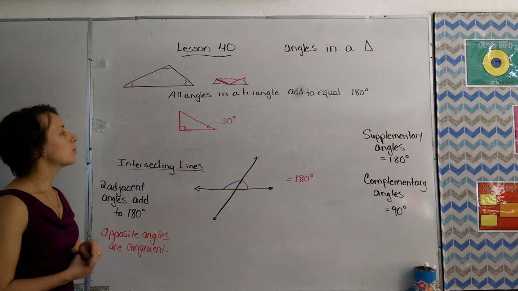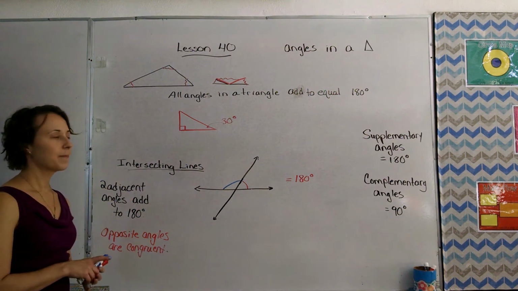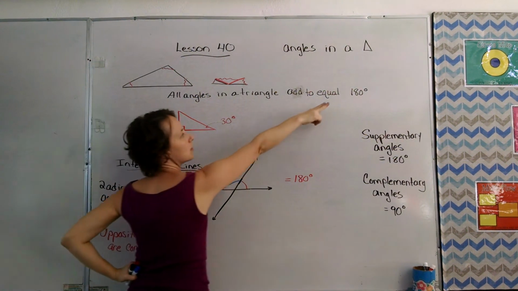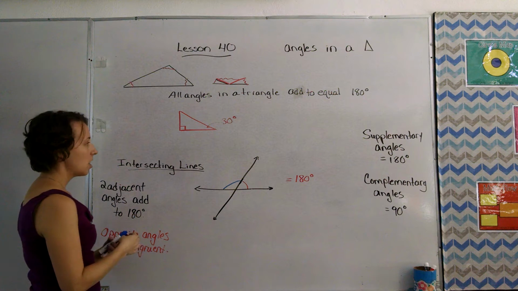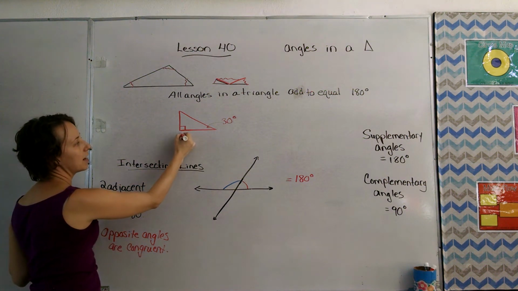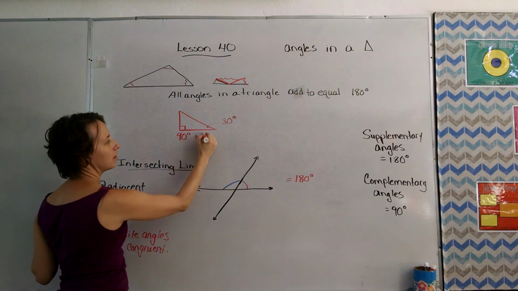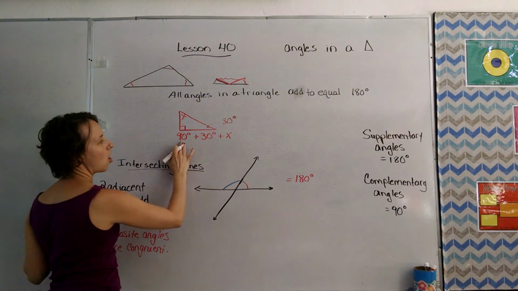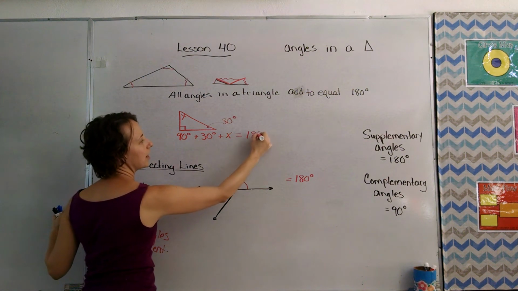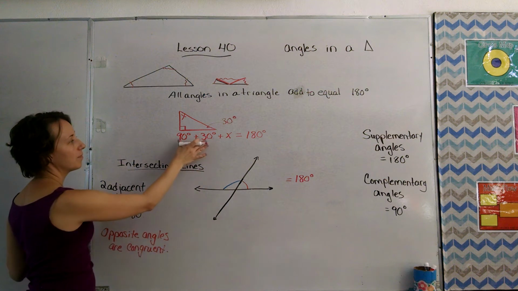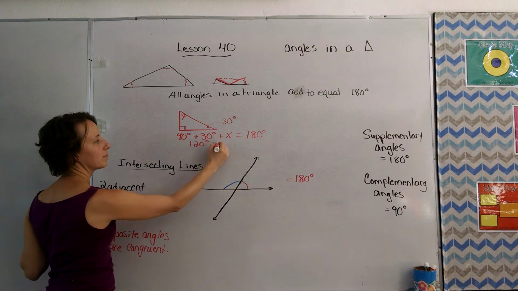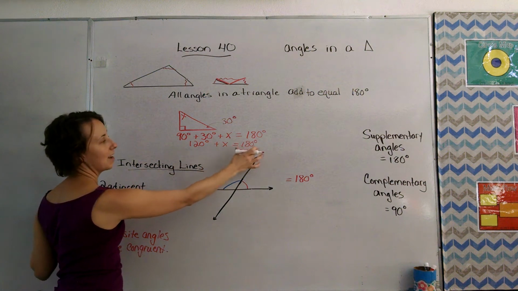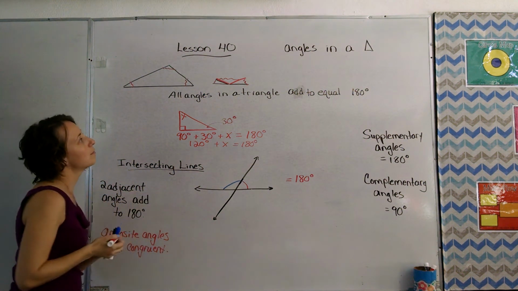That is super useful. Here's why. If they give you a triangle in your problem, and they tell you that one angle is a right angle, and another angle is 30 degrees, we can use this fact to help us solve the last angle. So for instance, if this angle is 90, and this angle is 30, and I don't know this angle, we'll call it x. I know that all 3 angles will add together to equal 180 degrees. Now I can solve. 90 plus 30 makes 120, plus something equals 180. 120 plus 60 makes 180 degrees. Okay, so that's our angles in a triangle.